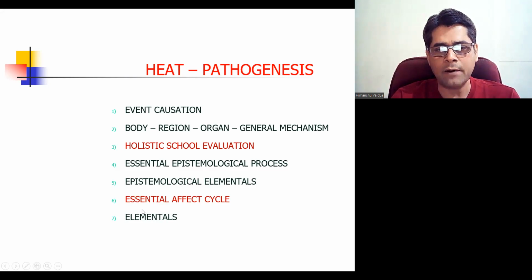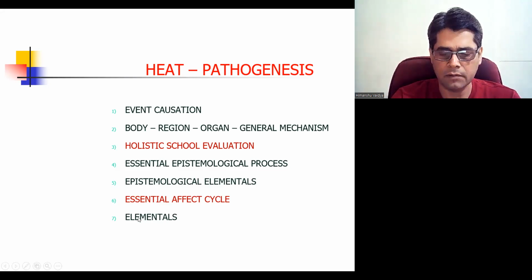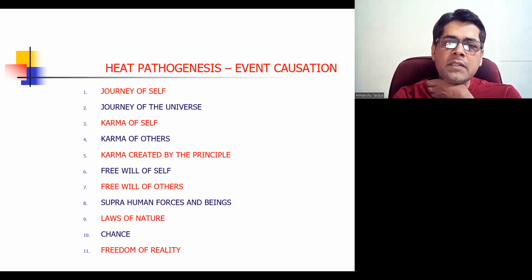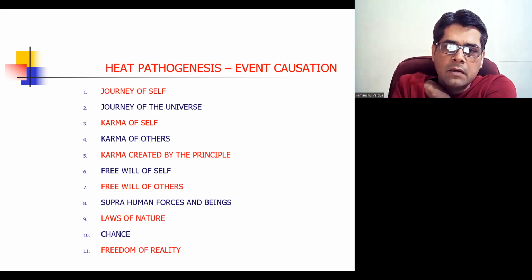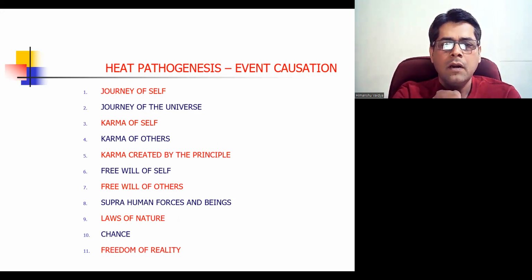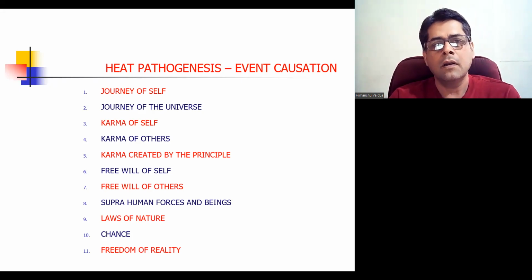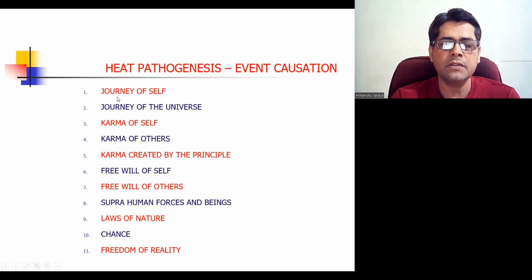The psychological elementals that I have created for this model. So first, let us look at the first element in pathogenesis, the general philosophical causation of any event, including the traumatic event. So if we apply it to schizophrenia and psychotic disorders, there are certain elements which we have to put.